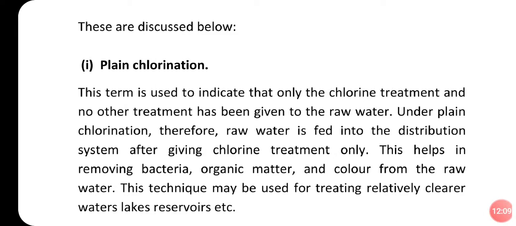This helps in removing bacteria, organic matter and color from the raw water. Directly raw water will be added with chlorine and distributed. This is generally done in villages and gram panchayat areas where the water is not much contaminated by industrial pollution, and only a little quantity of water is there, and it is not possible to establish the major treatment method in the village because it depends on so many factors. Fund availability is required, and revenue is required. So for that purpose, only plain chlorination will be practiced in rural sites.